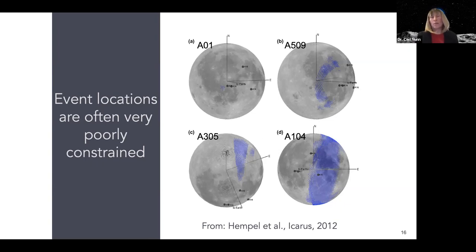And then of course that is also true for all of our events apart from the artificial ones, where we know exactly where they hit. So you do need to, if you're using the data for some other purpose, do remember to include large uncertainties in terms of how you use them.